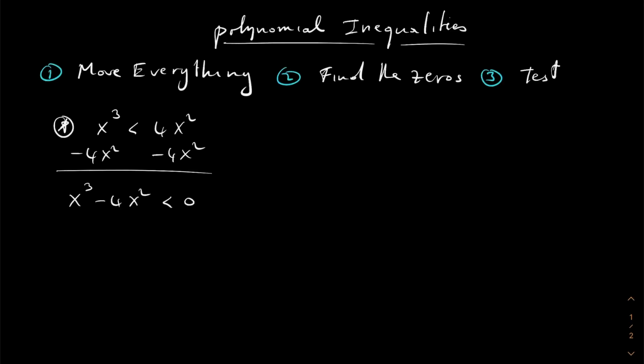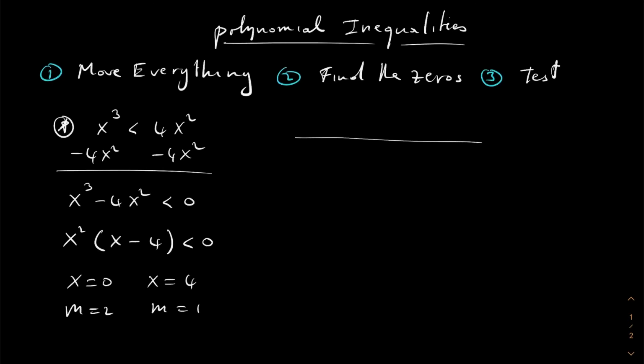Then I'm going to move to step 2, which is to figure out what the zeros are. So since this particular polynomial happens to have x squared as a common factor, I can go ahead and pull that out. So I'm going to have x squared here, and in parentheses, I'm going to have x minus 4, less than 0. Next, I'm going to go ahead and set them equal to 0. So from the first factor, x squared here, x should be equal to 0 with multiplicity 2. And from x minus 4 here, x should be equal to 4 with multiplicity 1.